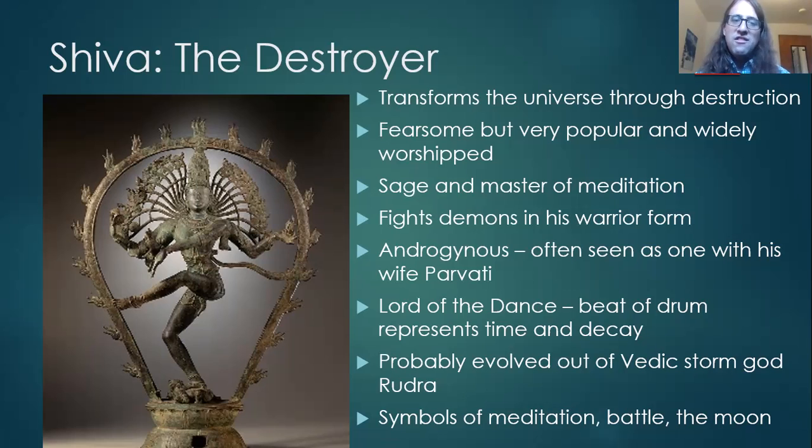Shiva is very androgynous. Sometimes he's depicted as both male and female. Sometimes Shiva is depicted as a fusion down the middle with his wife Parvati, who is also a very talented meditator. And his symbols have to do with bulls, the moon, meditation, and fire and dance and destruction. And he is very frequently depicted dancing. Okay, so those are the three big gods that I wanted to mention.